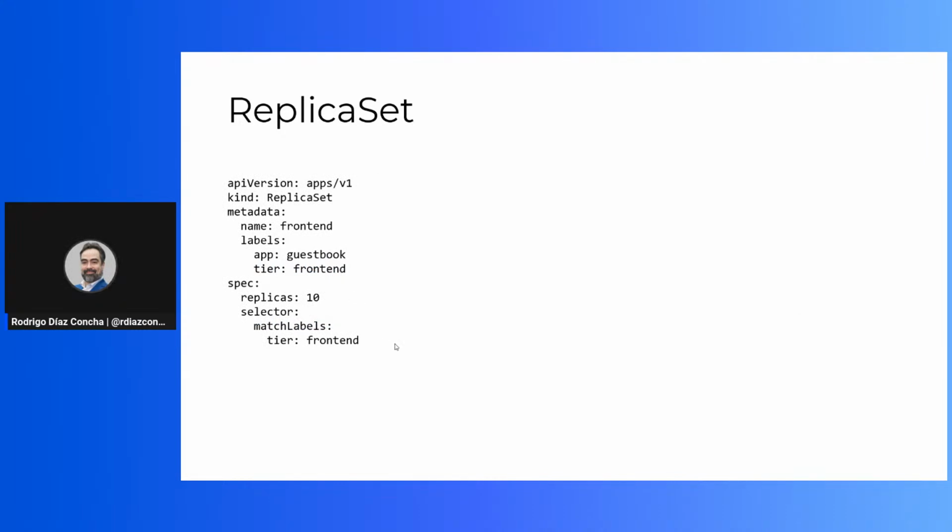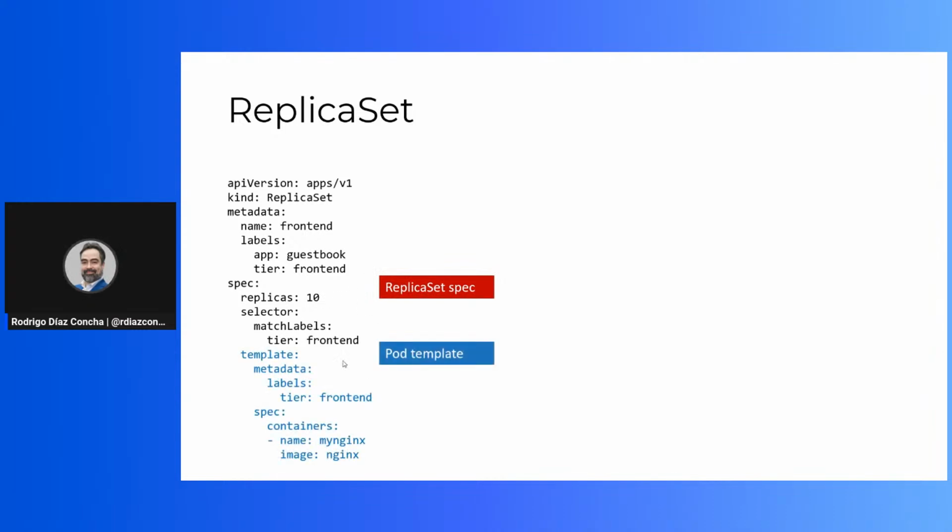As you can see here on the screen, this is the manifest file for a replica set. And inside the spec field, we have the replicas key and then the value of 10. Okay. So this is the replica set spec. And underneath, we can have the template and then the template for the pod. Okay. So this is specifying the number of replicas, and then you can specify the template for the pod that this replica set will be using.